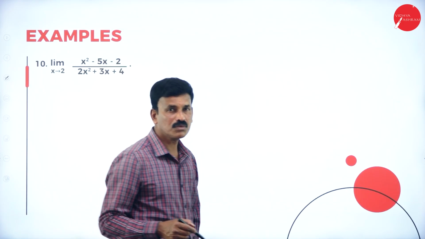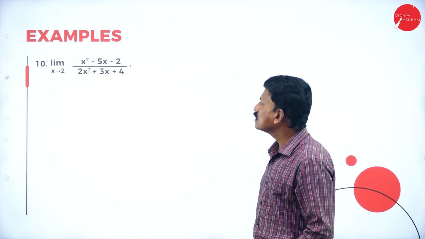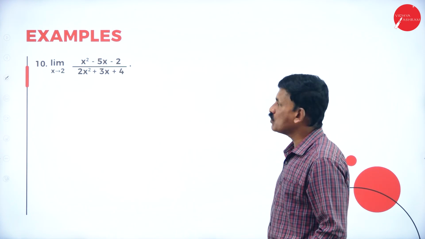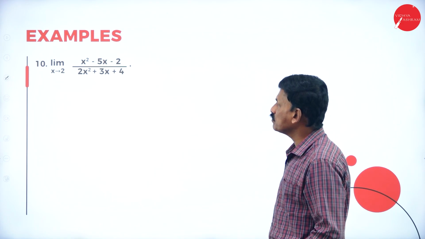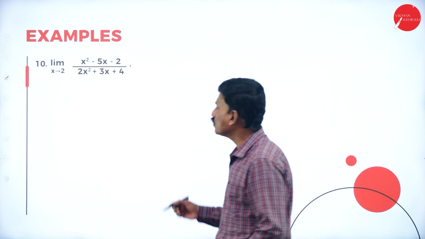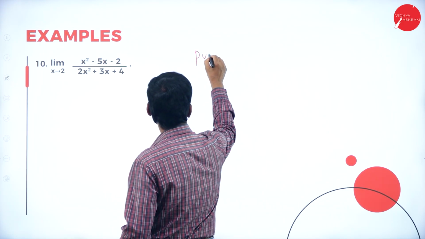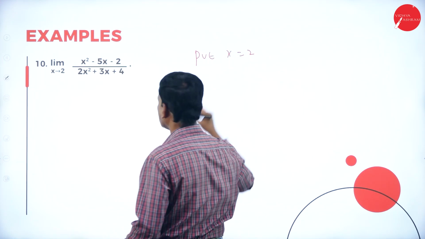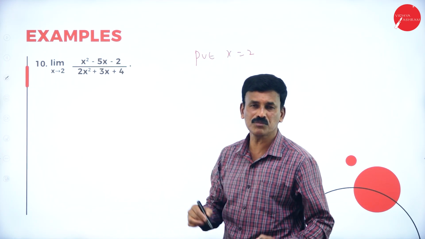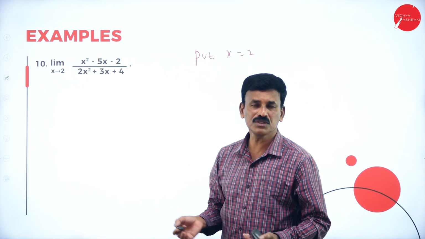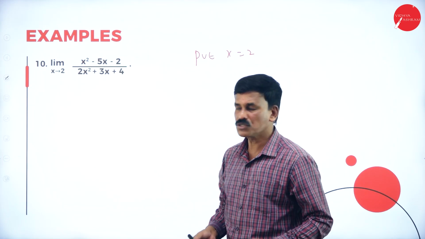Now move on to the last problem in this. That is, evaluate limit x tends to 2 of x square minus 5x minus 2 divided by 2x square plus 3x plus 4. Now put x is equal to 2. Check whether you will get 0 by 0 form. If you won't get 0 by 0, the answer itself is the solution.